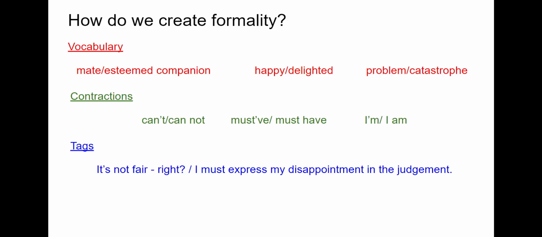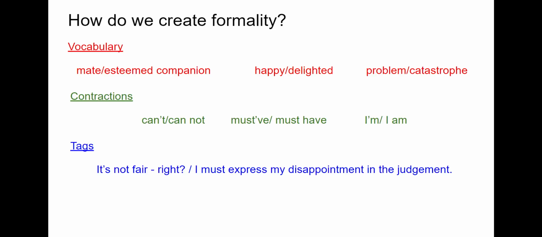We also have tags that are used in informal language, so, "it's not fair, right?" Having that question tag at the end makes it a lot less formal. So that's something you can use when you write your informal letter. Another way of saying that more formally would be something like, "I must express my disappointment in the judgment." I'm using a lot more words than I need to because I'm not using contractions and I'm using higher order vocabulary.